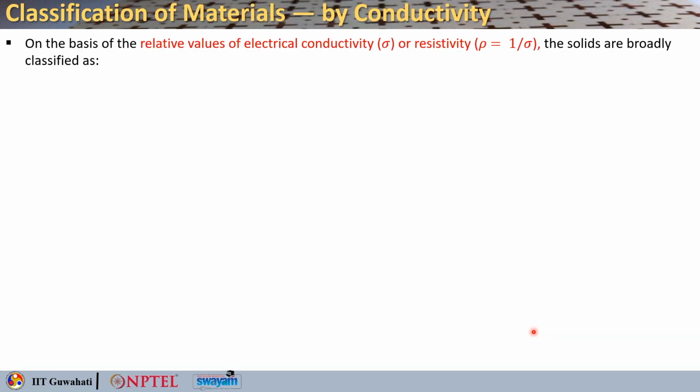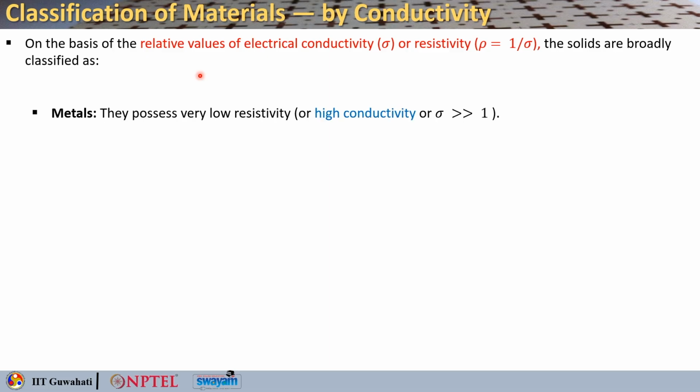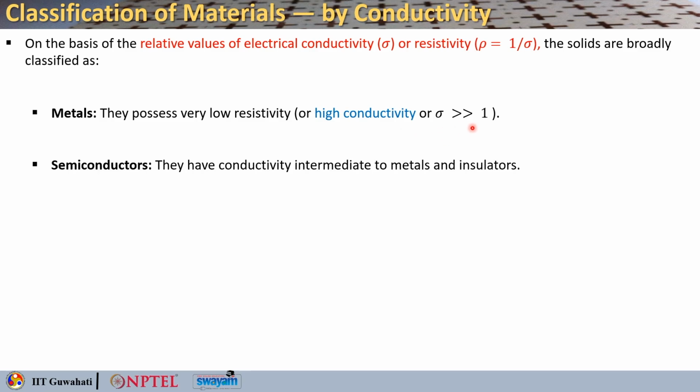Similarly, you can also classify materials based on conductivity. I am sure all of you know this, right? Based on the relative values of the electrical conductivity or resistivity, you can broadly classify solids as metals. They possess very low resistivity, that means conductivity is very high, sigma much greater than 1. You have semiconductors, which have conductivity intermediate to metals, and insulators have very low conductivity.